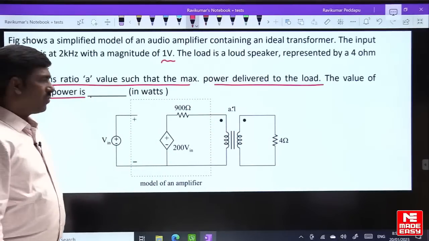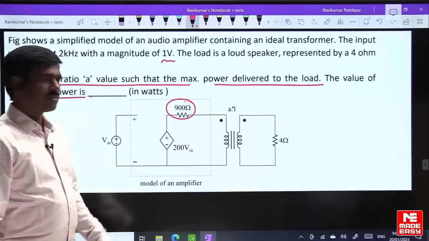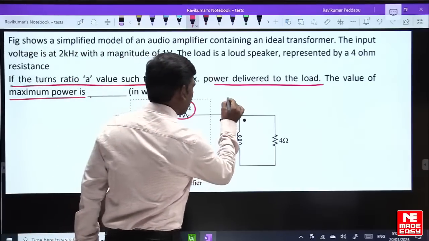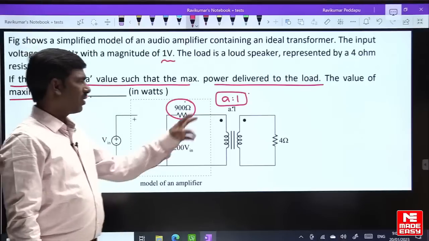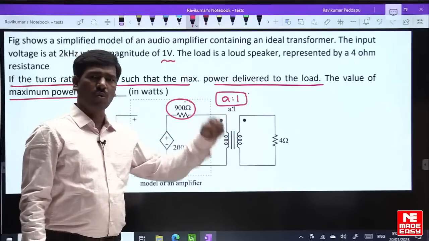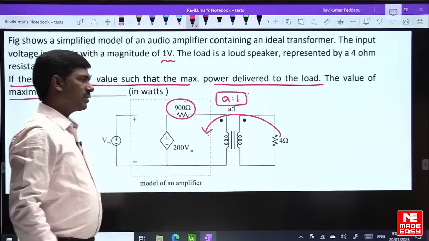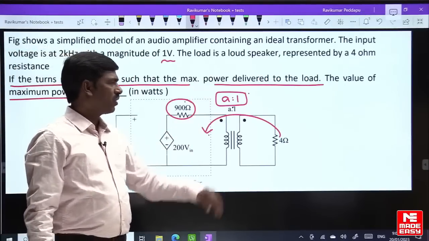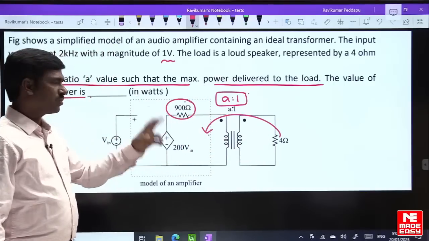What is the condition for maximum power? Source resistance and load resistance must be equal. So what is the value of A? A value can be found out, but there is no need to find the A value also. A value such that the maximum power is delivered to the load. So directly, the 4 ohms becomes 900 ohms. So A value should be 15. Directly you can say A value is 15, so this 4 ohms becomes 900 ohms.